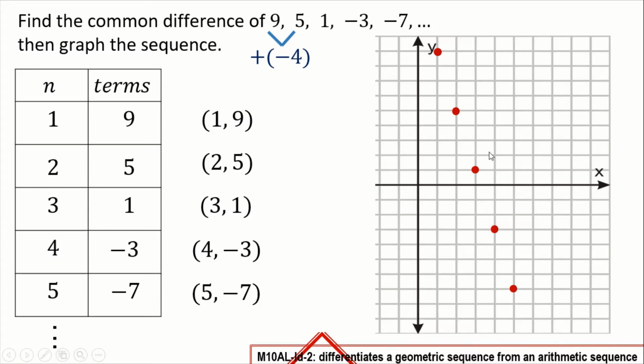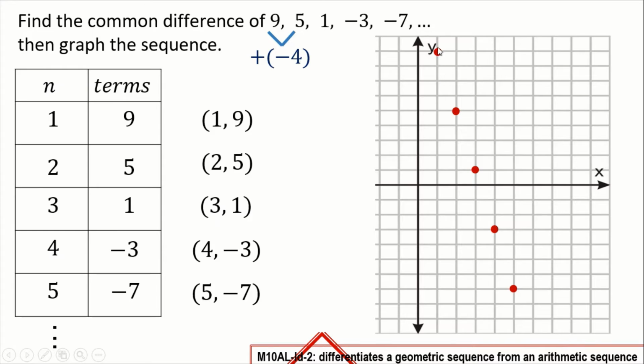Ngayon, hindi natin i-connect yung points kasi it is clear naman na function, ang sequence natin ay function wherein the domain is set of positive integers. Kasi pag kinonect natin yan, mapapasama sa bilang natin yung mga in-betweens, yung mga 1.5, 2.5, okay? So, as is lang yan.